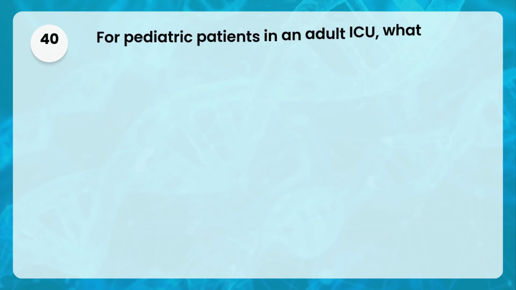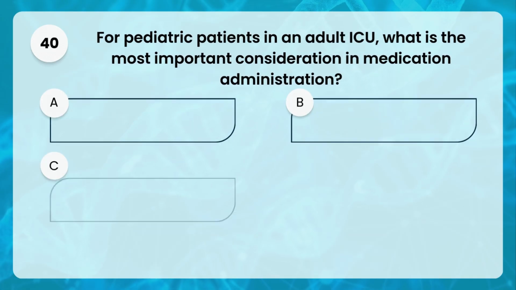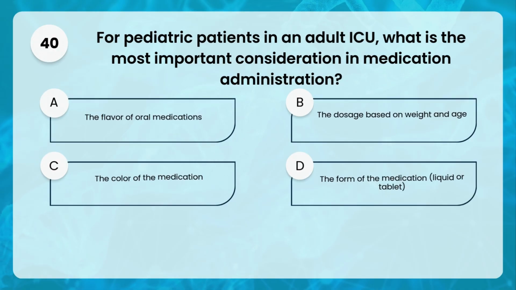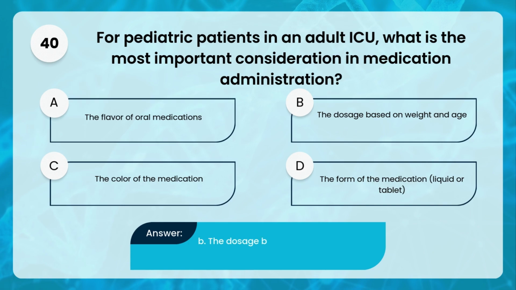40. For pediatric patients in an adult ICU, what is the most important consideration in medication administration? A. The flavor of oral medications. B. The dosage based on weight and age. C. The color of the medication. Or D. The form of the medication, i.e. liquid or tablet. The answer is B. The dosage based on weight and age.